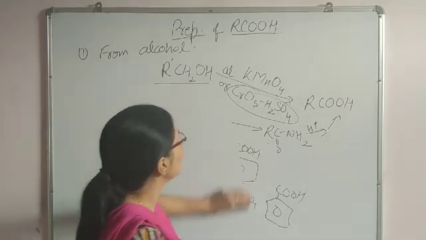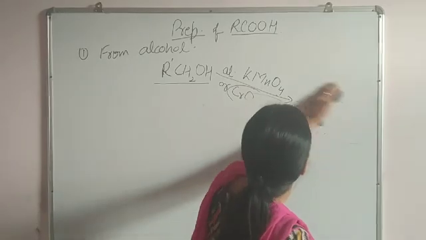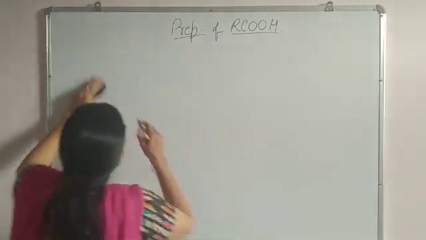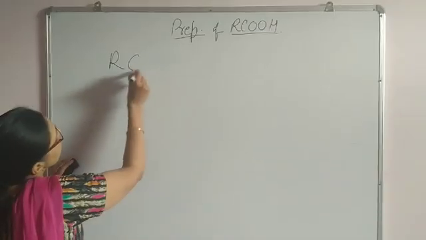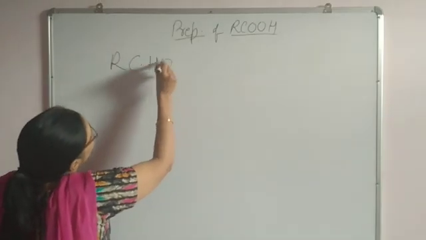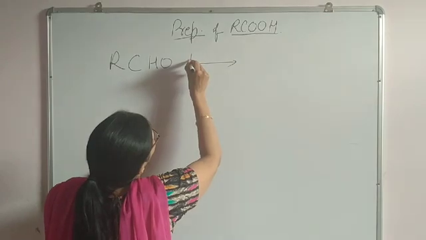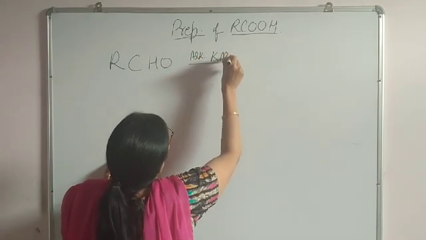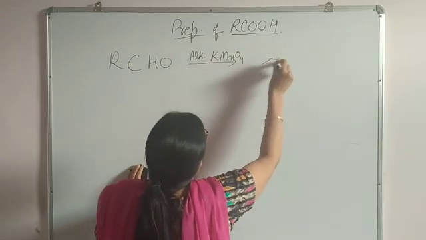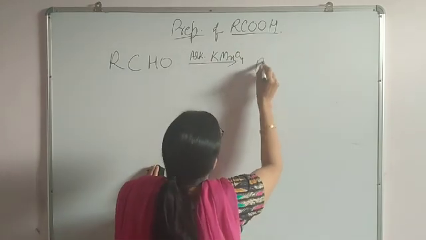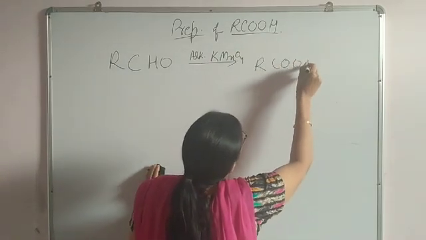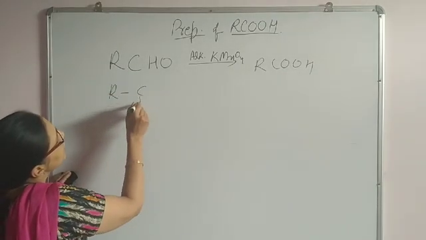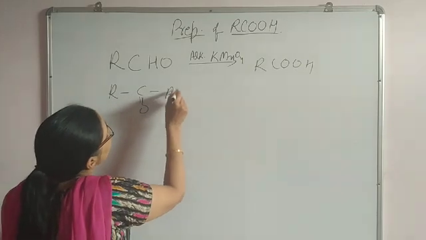Aldehyde and ketone. Well, aldehyde, all the methods are studied by you. With strong alkaline KMnO4, there will be formation of RCOOH.